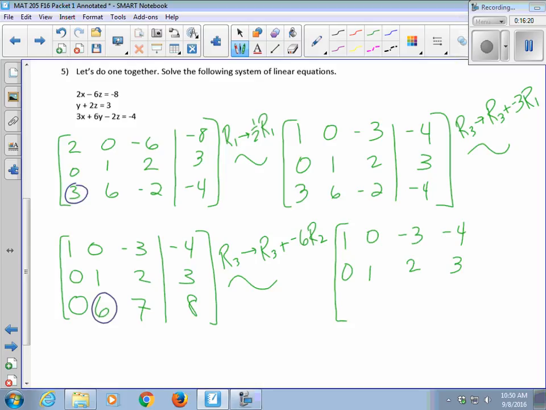So row 3, take negative 6, row 2, and add it. So negative 6 times 0 is still 0. Add that to the 0, still get 0. Negative 6 times 1 is negative 6, plus 6 is 0. That's what I was looking for. Negative 6 times 2 is negative 12, plus 7 is negative 5. Negative 6 times 3 is negative 18, plus 8 is negative 10.